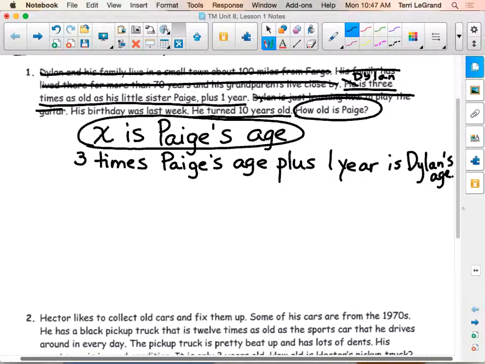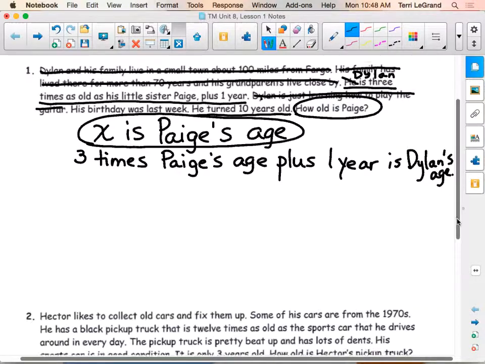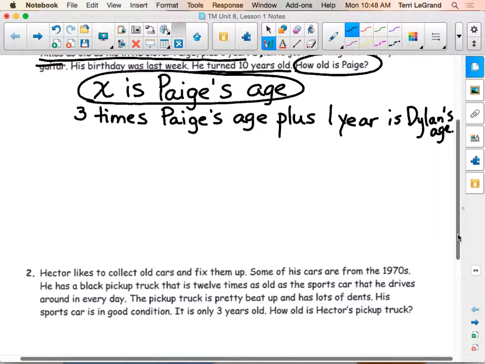Do you agree with me? Did we set that up in a word sentence pretty well from our problem? Okay, now let's start replacing it with numbers and variables and symbols and whatever it'll take to get an algebraic equation. 3 times Paige's age. How could we write that? 3 times Paige's age. How can we write that?